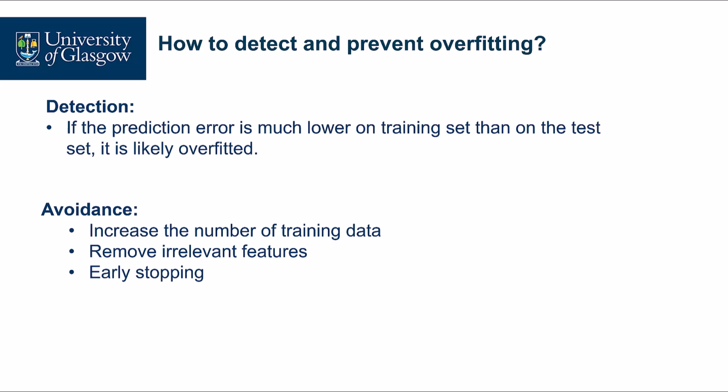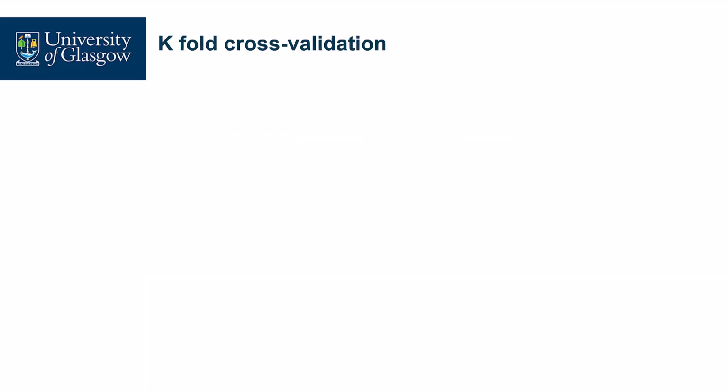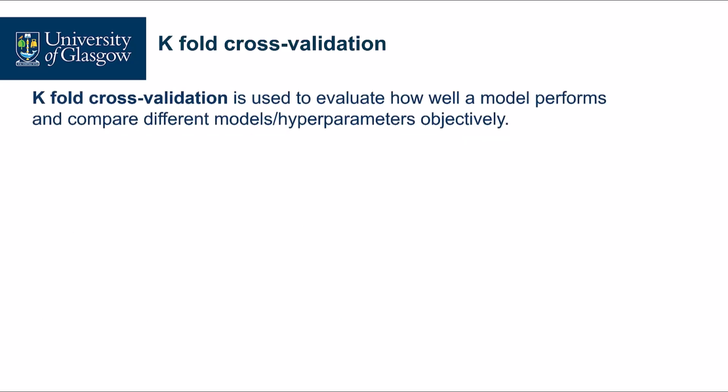Besides, we have a method called k-fold cross-validation. This method can help us reduce overfitting. Some overfitting is caused by inappropriate hyperparameters, right? Using k-fold cross-validation, we can get an objective evaluation of the model, so as to compare different models and select the appropriate hyperparameters. So let's see how k-fold cross-validation works.